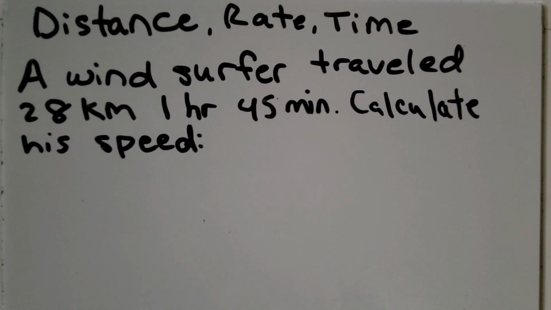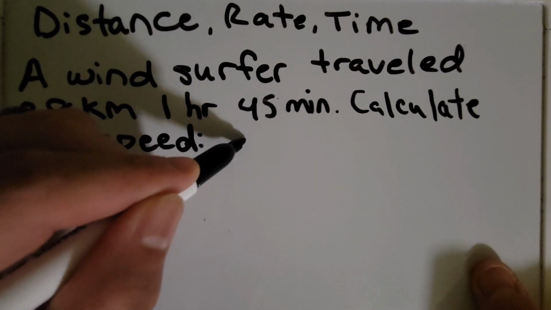This is Sergeant Sealoft. Today we're going to be going over distance, rate, time. Let's just get straight into it. So it says a windsurfer traveled 28 kilometers in 1 hour and 45 minutes. Calculate his speed. So the distance, rate, time formula is going to look like this.